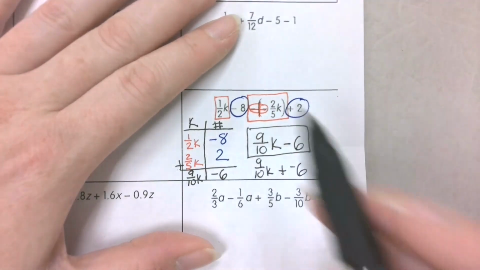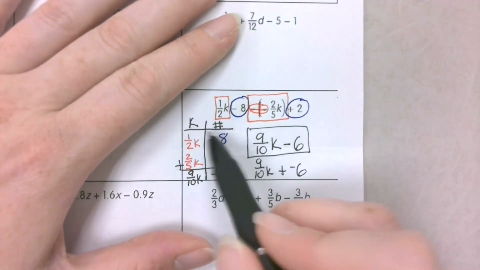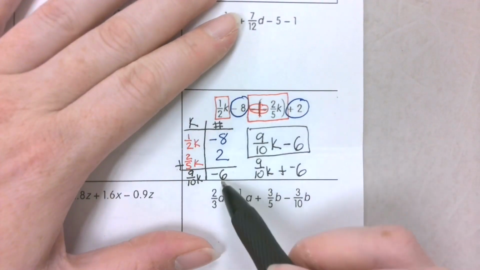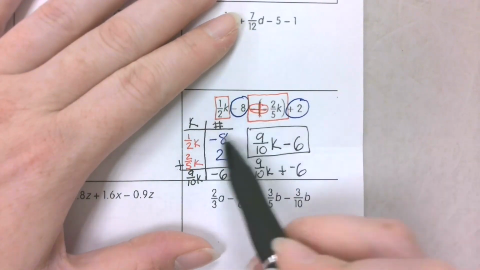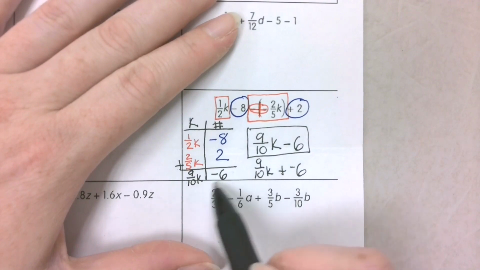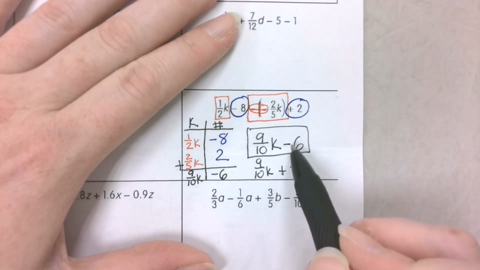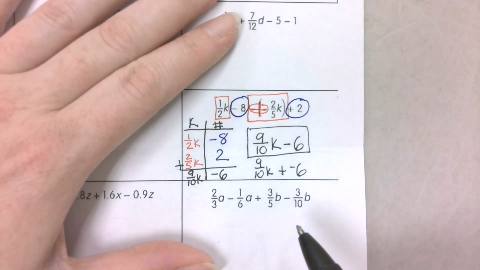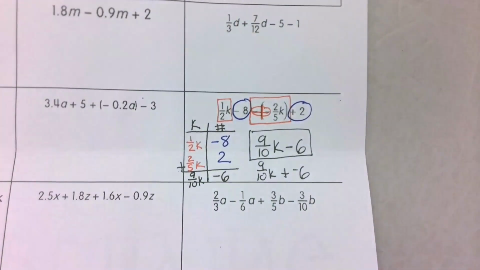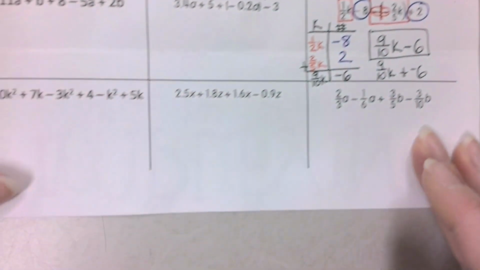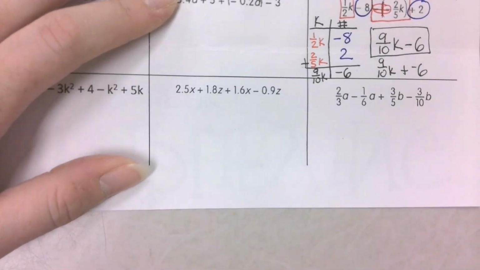All right, so combining like terms, we need to make our T-chart, put our like terms into columns. Here we had k and we had constants. Then we add down, get our answer, and then our final step is to write it as a separate expression. All right, next let's slide on down and take a look at this one.